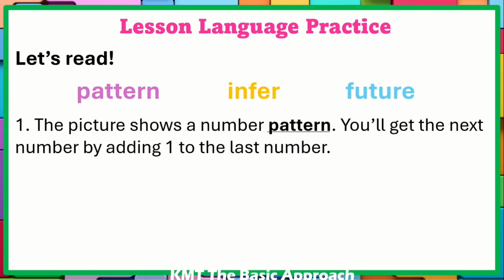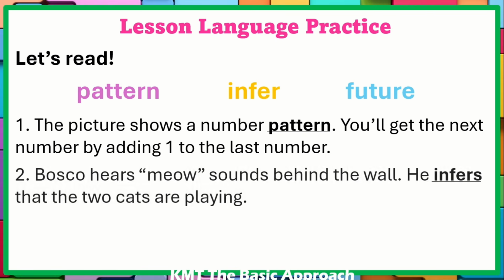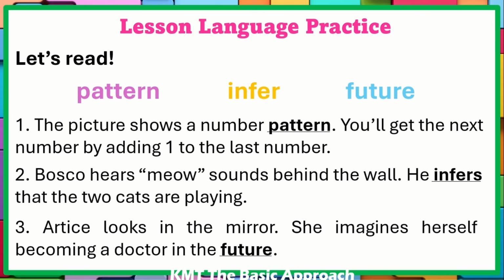Number 1. The picture shows a number pattern. You'll get the next number by adding 1 to the last number. Number 2. Bosco hears meow sounds behind the wall. He infers that the two cats are playing. Number 3. Artist looks in the mirror. She imagines herself becoming a doctor in the future.